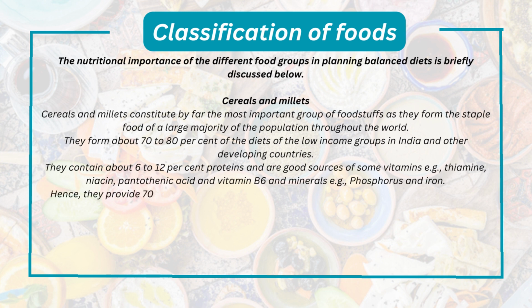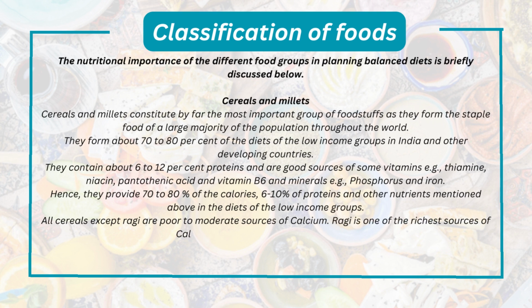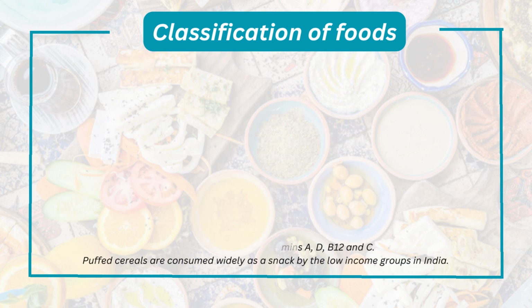Hence they provide 70 to 80% of calories, 6 to 10% of protein and other nutrients. All cereals except ragi are poor to moderate sources of calcium. Ragi is one of the richest sources of calcium, containing about 344 mg per 100 gram. Cereals are deficient in vitamin A, D, B12 and C. Puffed cereals are consumed widely as a snack by the low-income groups in India.